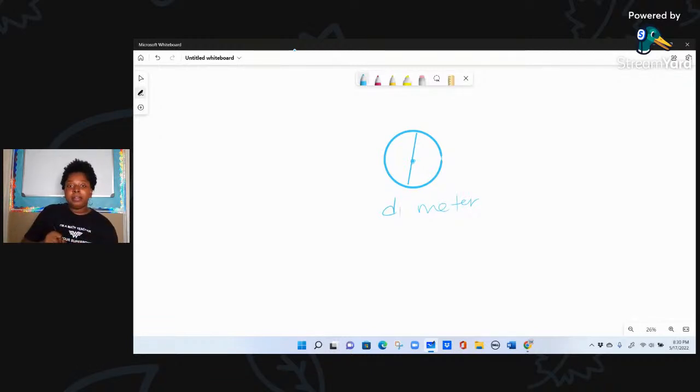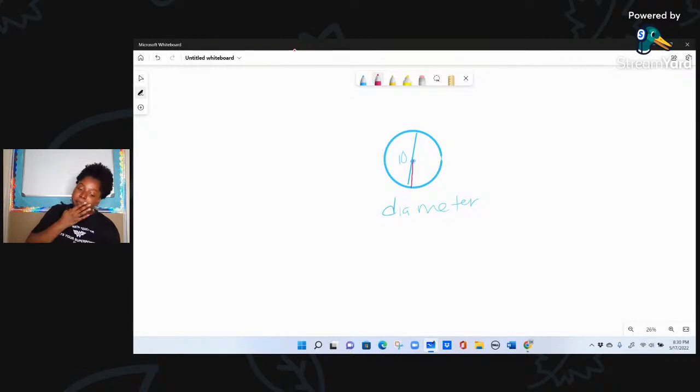So the diameter is 10, okay? And the radius is just half of that. So the full thing is the diameter. The radius is just half of the diameter, okay? I didn't do it on top. So let's see. I can't trace it. All right, but that's the radius.